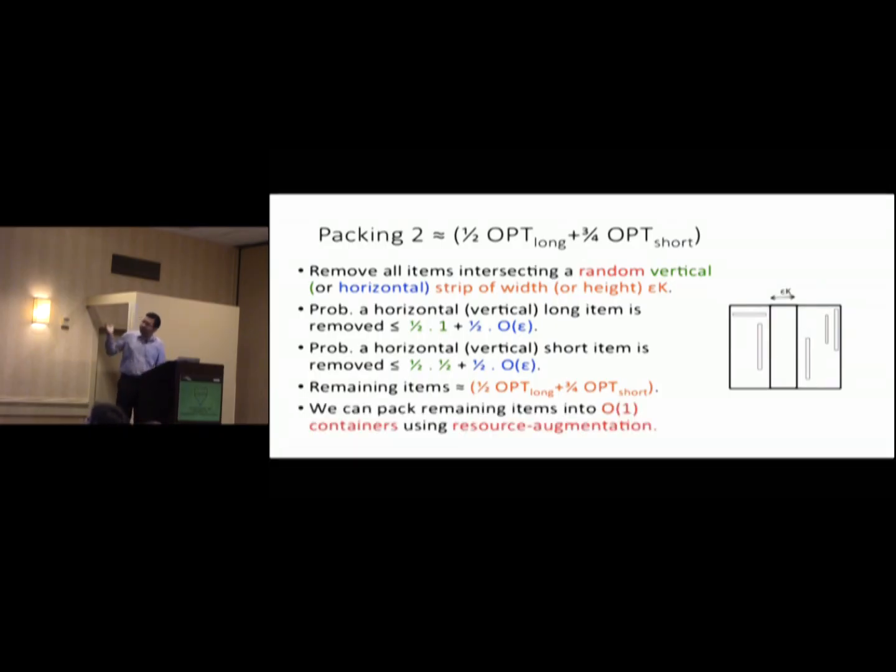Once we remove these items, we have some empty space, and we can push this to the boundary and use this extra space for resource augmentation. Then we can show there is a container-based packing which packs at least half OPT long plus 3/4 OPT short. So this works when there are no large items. If there are large items, it's much more complicated, and we have to use some other techniques to handle that case.